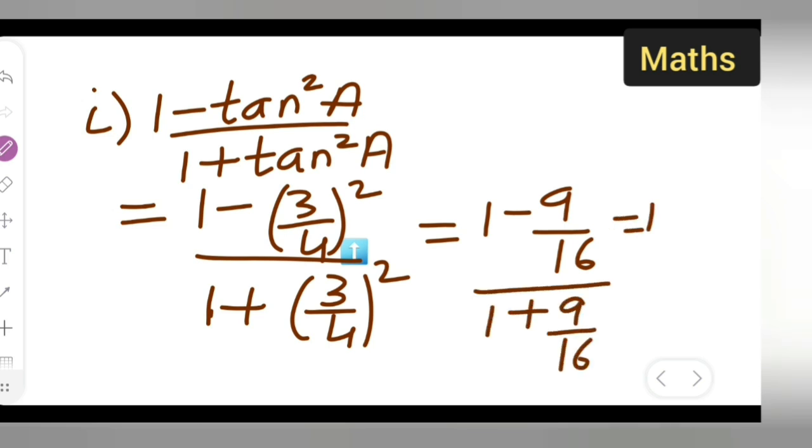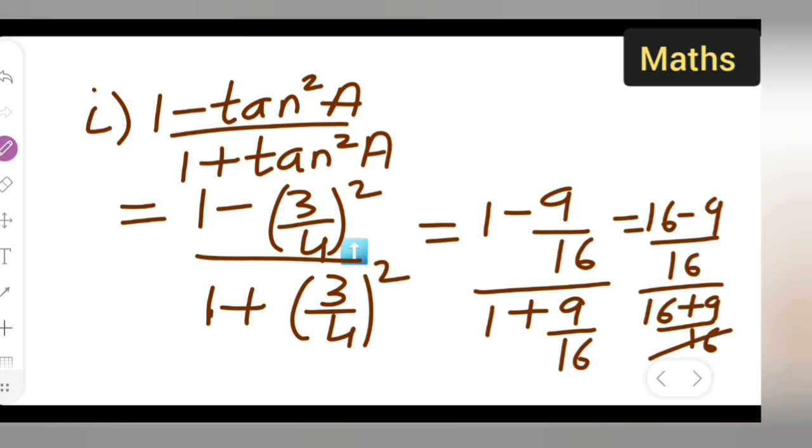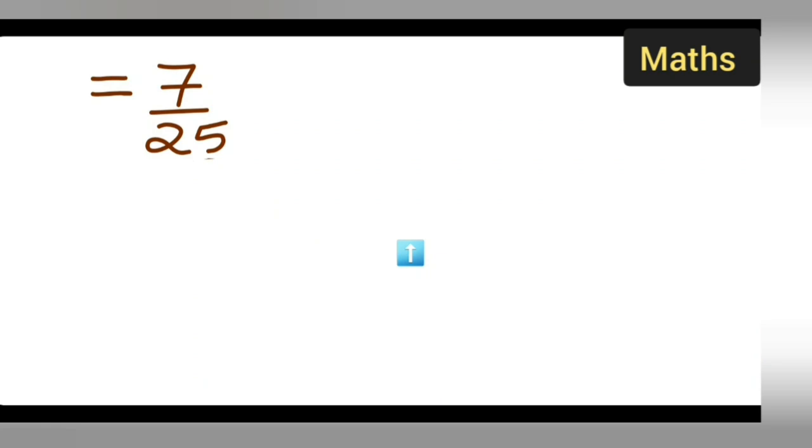So this is equal to 16 minus 9 upon 16, and here it will be 16 plus 9 upon 16. So here 16 will get cancelled. 16 minus 9 is 7, and 16 plus 9 is 25. So 7 upon 25. So what will be your answer? 7 upon 25. Okay, so you all can write it down.